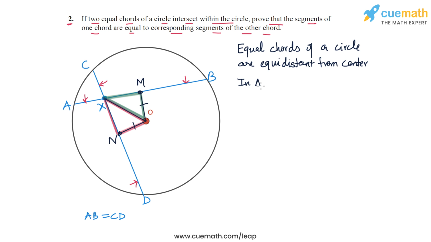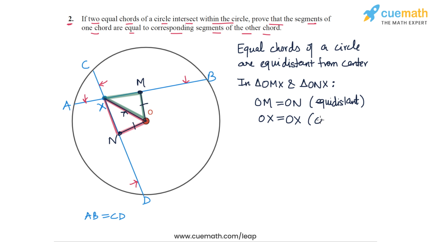In triangles OMX and ONX, what are the corresponding parts which are equal? We saw that OM and ON are equal because of this equidistant property. Both the chords are equidistant from the center. We also have this hypotenuse OX common to both the triangles. So OX and OX, this is a common side.